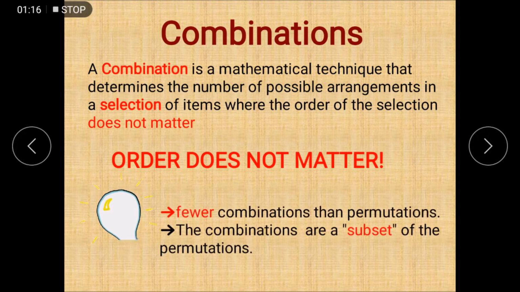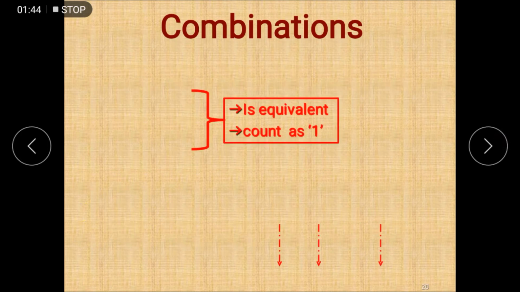From the logic of it, we will know that if we have the same situation as permutation, and the arrangement is not important, it does not matter, that means we have fewer combinations, or the answer will be smaller in value. Then the combination will be a subset of the permutation in the same situation.